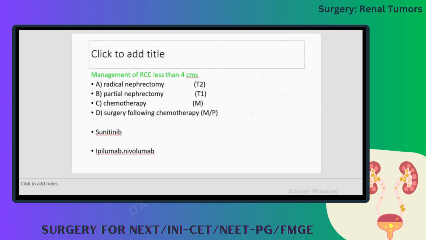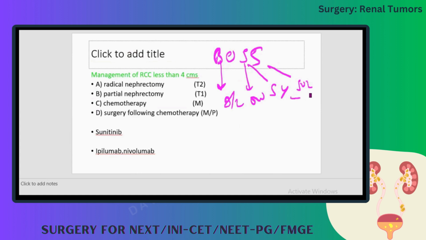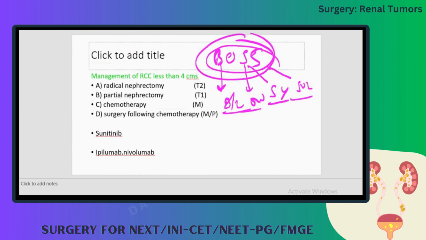So you remember, BOSS: bilateral disease, stage 1 disease, syndrome disease, solitary kidney. In these 4 conditions, you have to go for partial nephrectomy. Remember this, very important MCQ. And what is the other name for partial nephrectomy? Nephron sparing surgery, NSS.